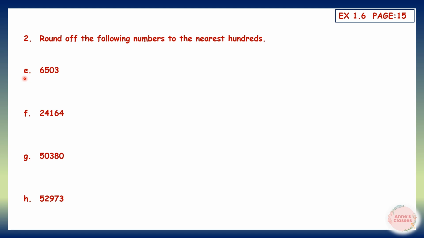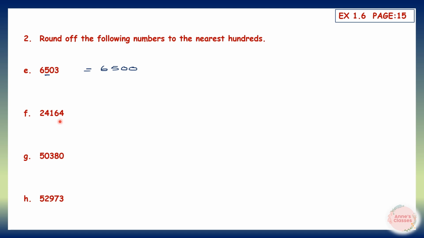We'll continue with the question E here. The digit in the hundreds place, ones, tens, hundreds. The digit there is 5. And look at the digit to its right, it's 0. It's less than 5. So this 5 will remain the same. So this is 6. 5 will remain the same. And to the right, put two zeros. So now it's become 6,500.